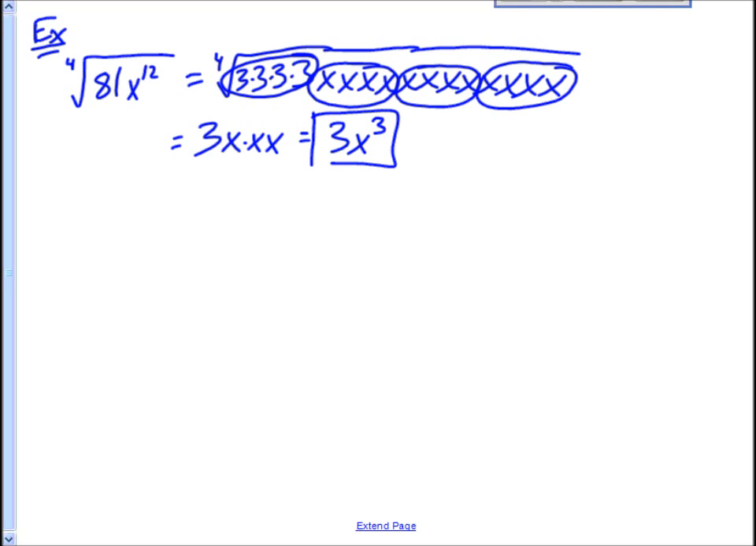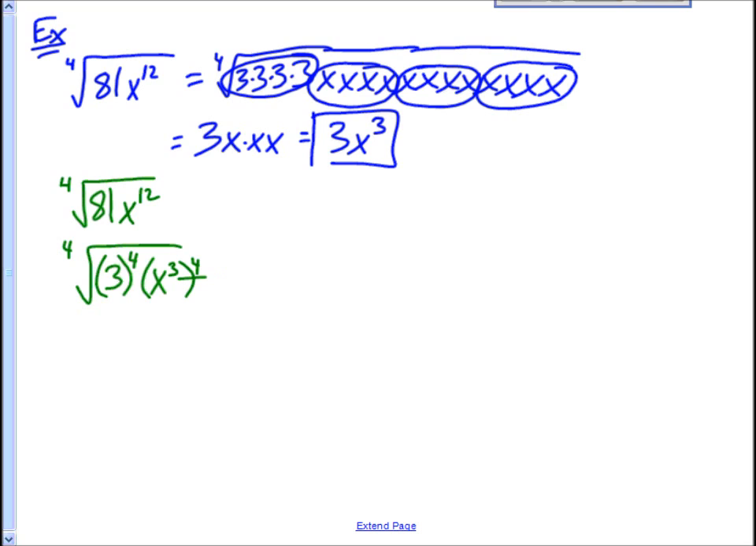Okay? Now if you want to, you can also approach this a different way here. You could say, you know what to the 4th gives me 81? I know that 3 to the 4th gives me 81, right? 3 times 3 times 3 times 3. And I know x to the what to the 4th gives me x to the 12th? Well, that's x to the 3rd to the 4th, because I would multiply those two, right? So there's my 12 x's, if you will, okay?